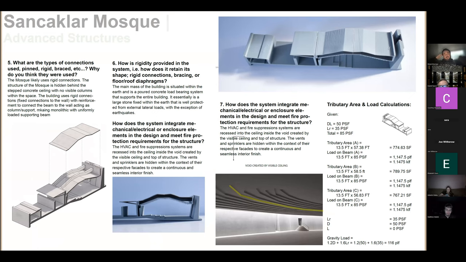And then the types of connections that we believe they used were rigid connections. The structure of the mosque is hidden behind the stepped concrete ceiling with no visible columns within the space. At first we actually thought it was trusses that were used on the building. However, once we looked deeper into the sections and various images that they had available, we noticed that you could see a beam traveling longitudinally above the ceiling, and then they used monolithic connections to uniformly support the beam.